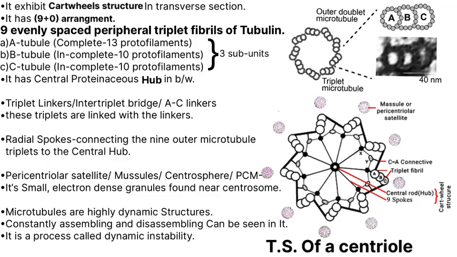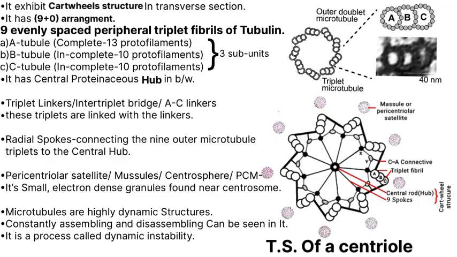So these 9 triplets form a symmetrical ring with no central singlet in between. Unlike cilia and flagella, it has 0 central pair in the center. Instead of the central microtubules, it has a central hub in between, which is a rod-like proteinaceous structure, connected with the peripheral triplets by the radial spokes. You know what radial spokes are? A radial spoke is again a proteinaceous structure. These radial spokes extend outwards and connect to each of the 9 triplets, like the spokes on a wheel.